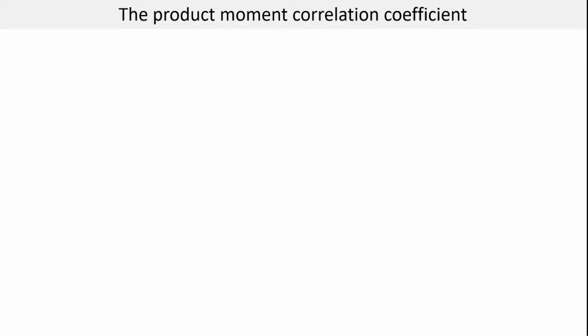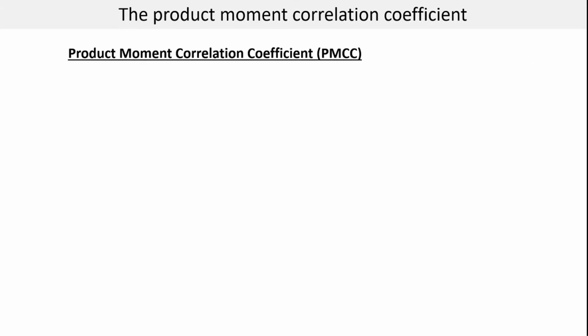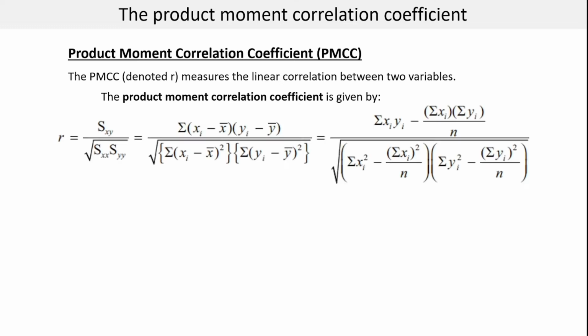Okay, so here we're going to be looking today at the product moment correlation coefficient. This is a measure of the correlation or the linear association between two different variables. We often shorten this to PMCC, and the actual notation for this is r. So we use the value r to denote that we're talking about the PMCC, the measure of the strength of the correlation between two different variables.